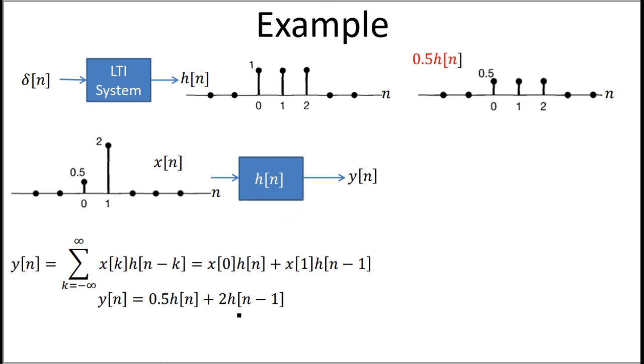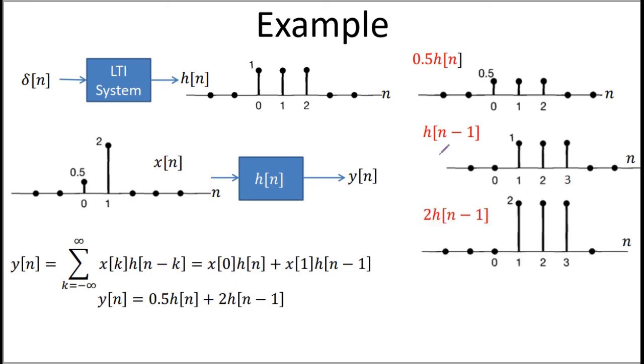Now you need to find out 2 times h of n minus 1. This is what is your h of n minus 1: h of n shifted by one sample, or delayed by one sample, and it has to be multiplied by 2. All the terms in h of n minus 1 have to be multiplied by 2, and you get 2 as the value for all the terms in 2 times h of n minus 1.